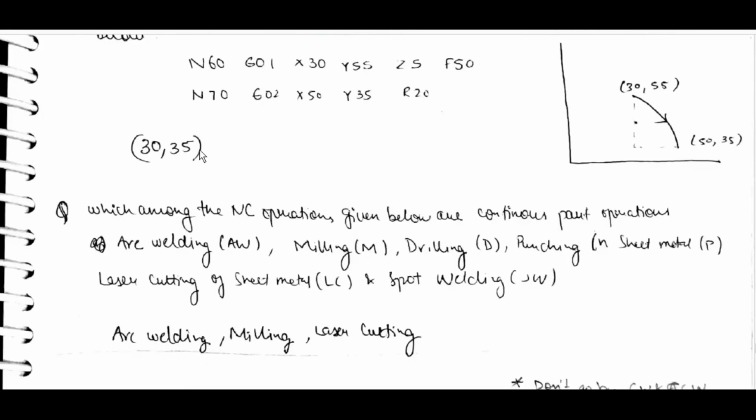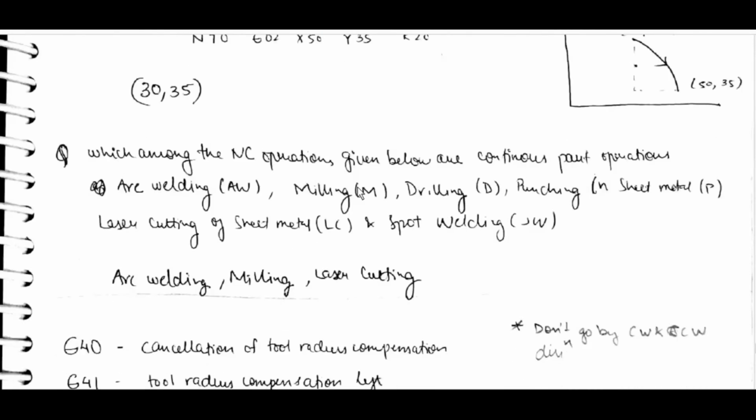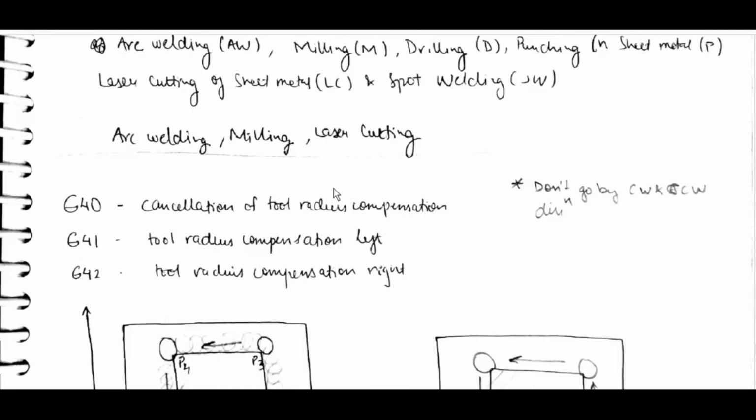These are all questions. Which among the NC operations given below are continuous path operations? Arc welding, milling; drilling is not continuous, punching is not continuous, sheet metal not continuous; laser cutting of sheet metal, laser cutting is continuous; spot welding is not continuous.